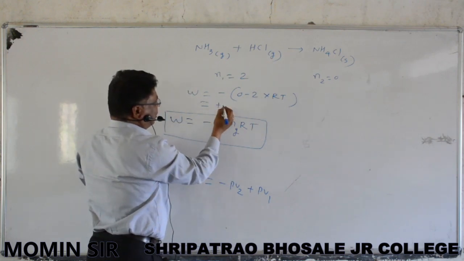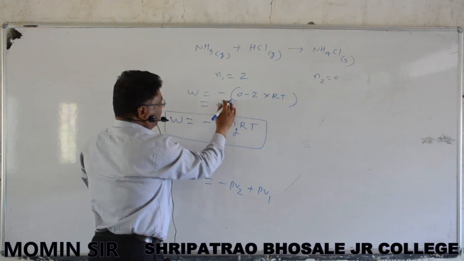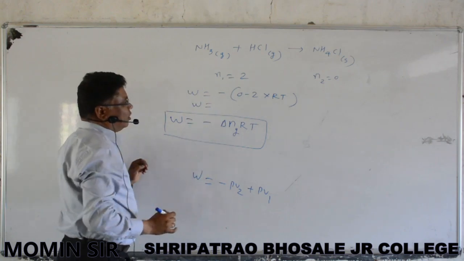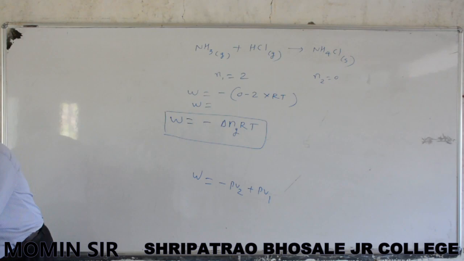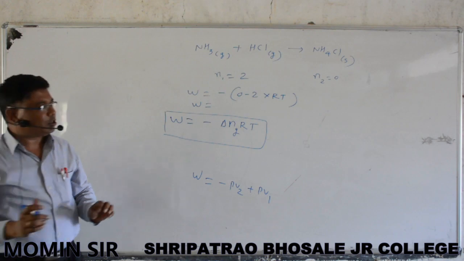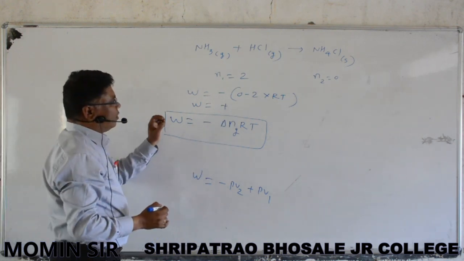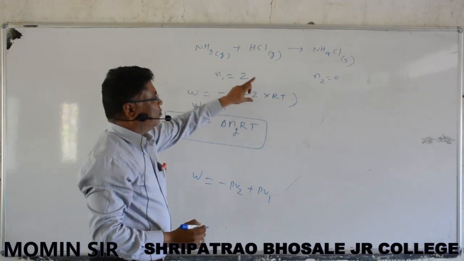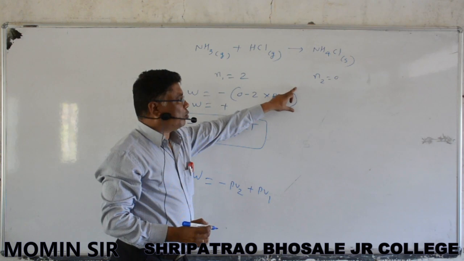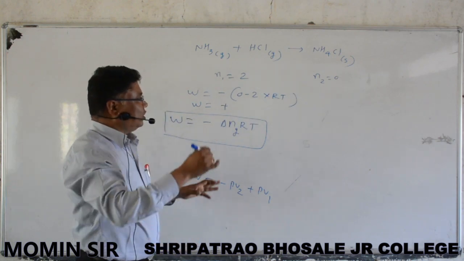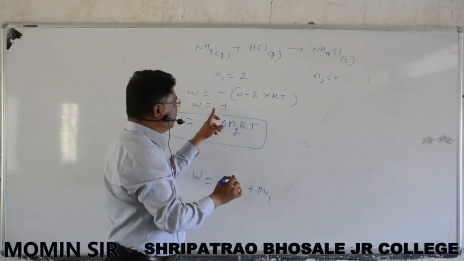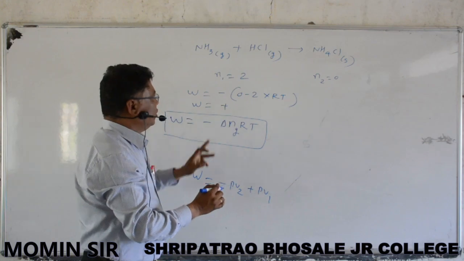That is equal to plus, meaning here the value of work done is found to be positive. Why? Because the number of moles of gaseous reactants is more than the number of moles of gaseous products. That's why work is done on the system by the surroundings. That means work done is found to be positive.